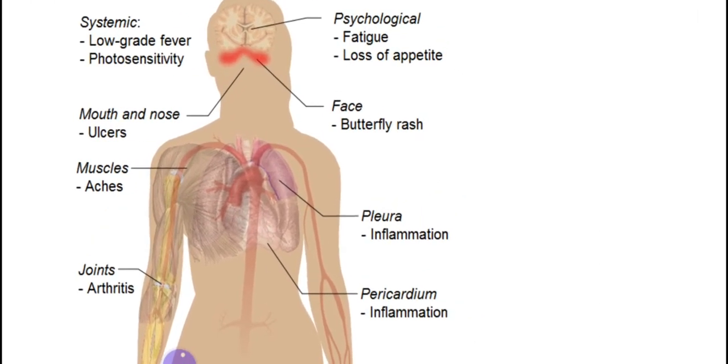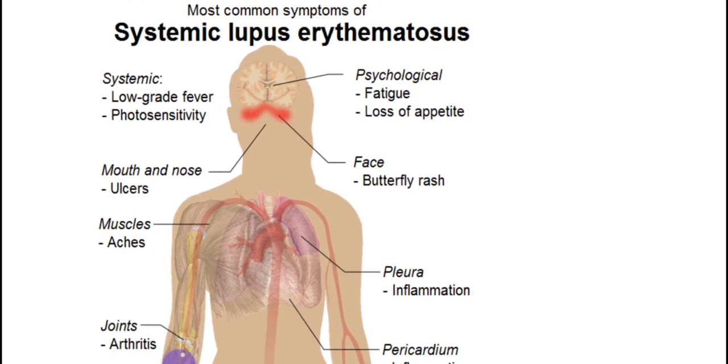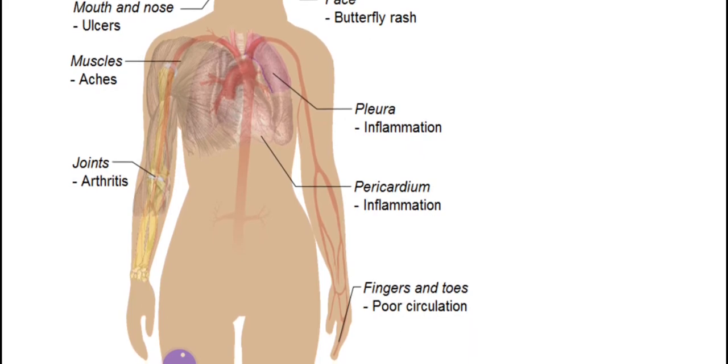These are the most common symptoms for the SLE patient, and the most common and distinguishing feature is the butterfly rash present on the face of the patient. There are also other psychological and systemic symptoms, which include fever, photosensitivity, ulcers in the mouth and nose, muscle aches, inflammation in the pleura and pericardium, and poor circulation around the body.